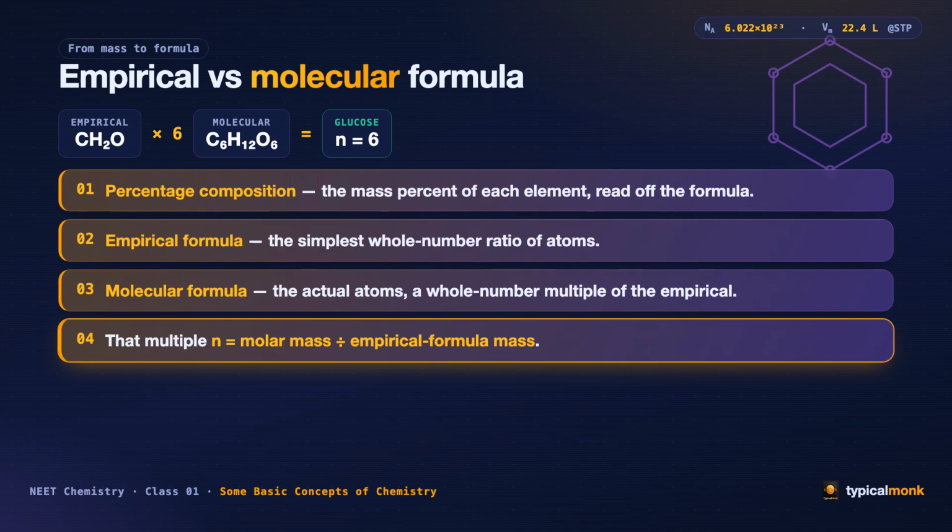Watch it work on glucose, and this example alone can fetch you a NEET question. Glucose has the empirical formula CH2O, 1 carbon, 2 hydrogens, 1 oxygen, with an empirical mass of 30.